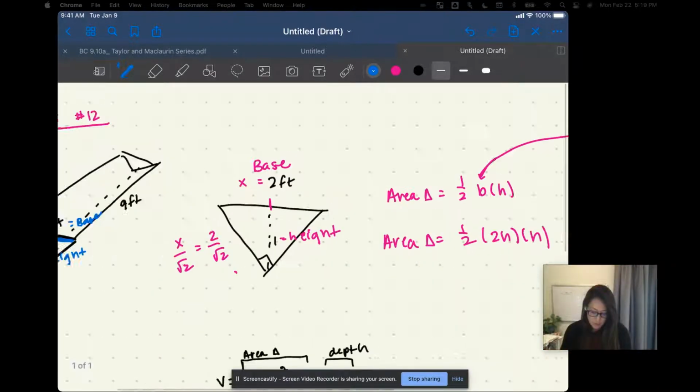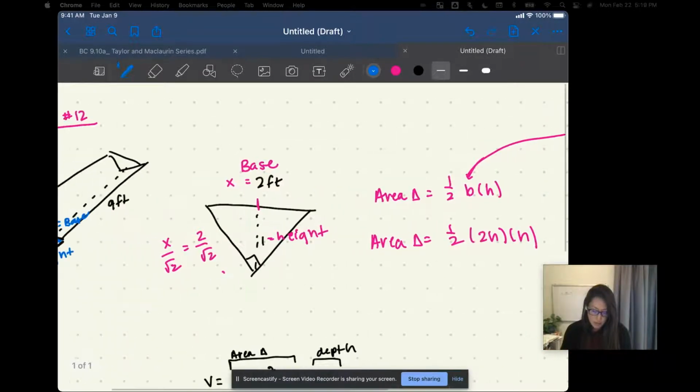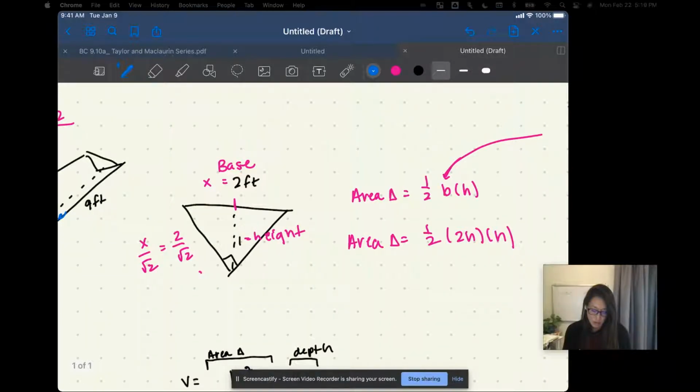So here's another picture. I went ahead and drew the triangle here on the side. I'm going to figure out what the base is times the height times 1/2. So the area of a triangle is 1/2 base times height.